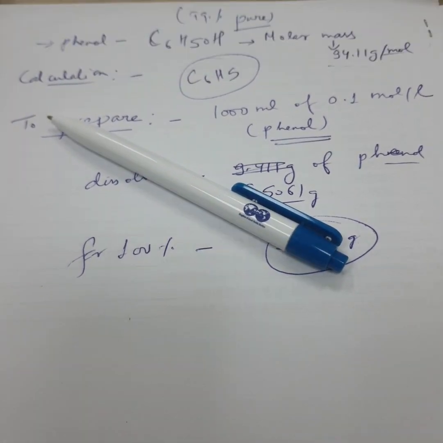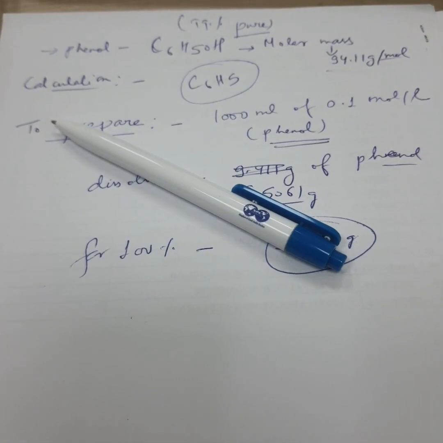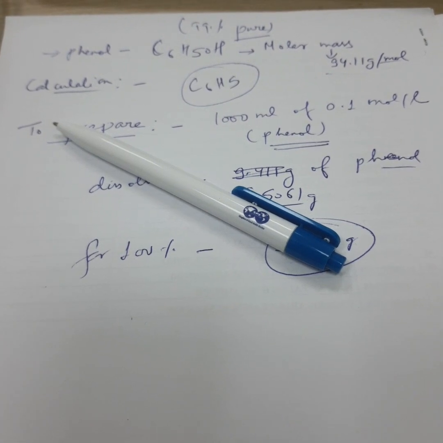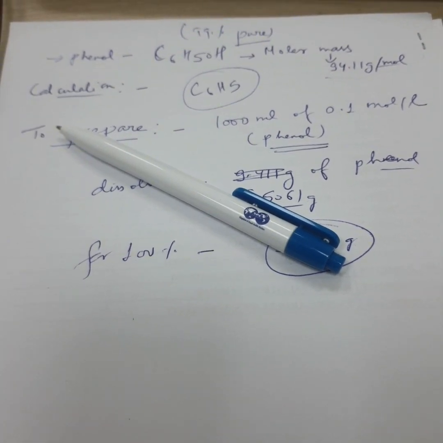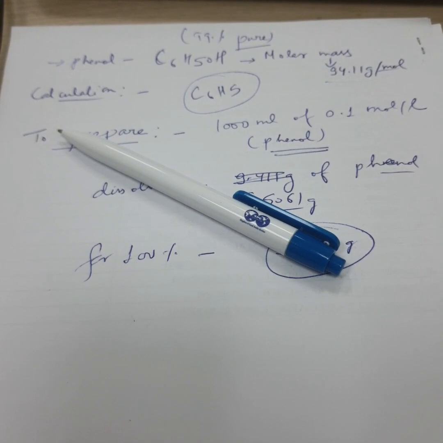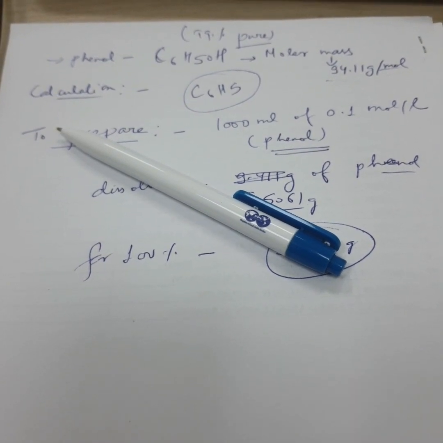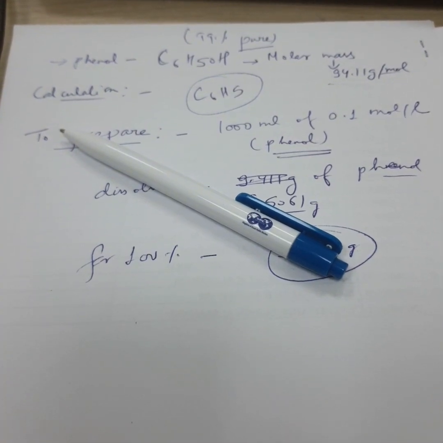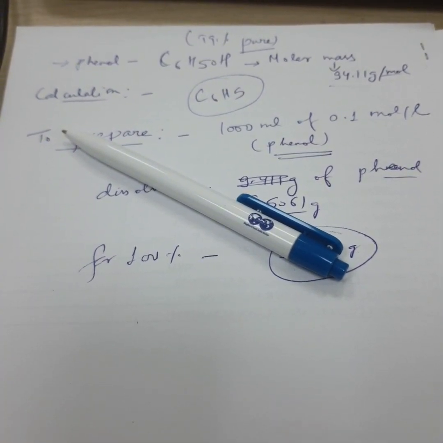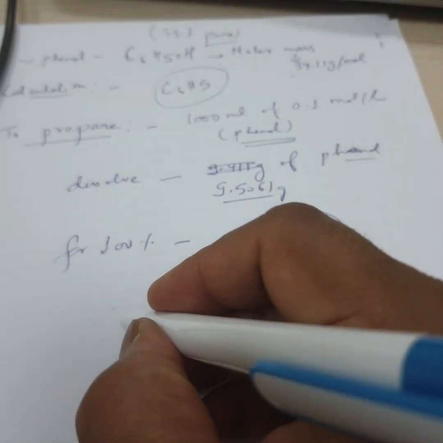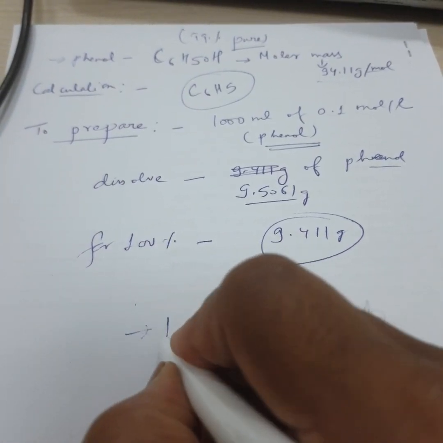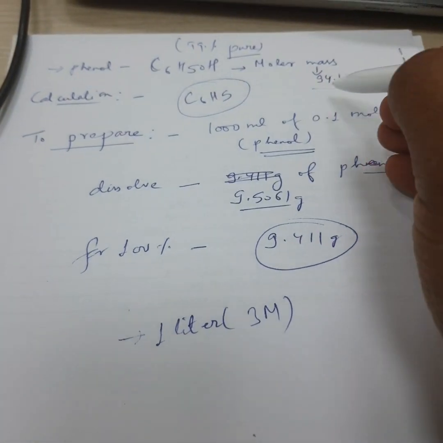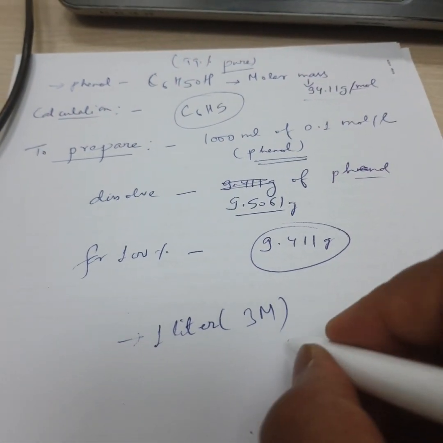Here we have to make a 3 molar solution of phenol. Molarity, as we all know, means the number of moles of solute per liter of solution. So to prepare a 1 molar solution, we add 1 formula weight of a compound to a clean 1 liter volumetric flask. Suppose we are going to prepare 1 liter of 3 molar solution. We know the formula weight is around 94.11 grams.